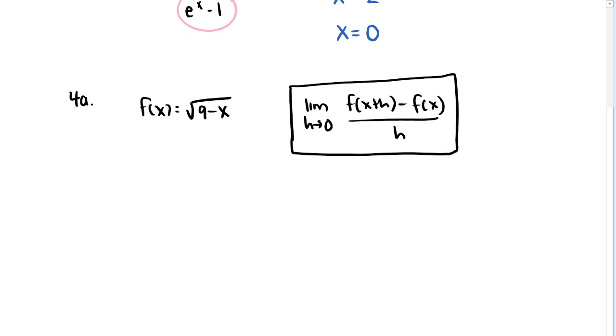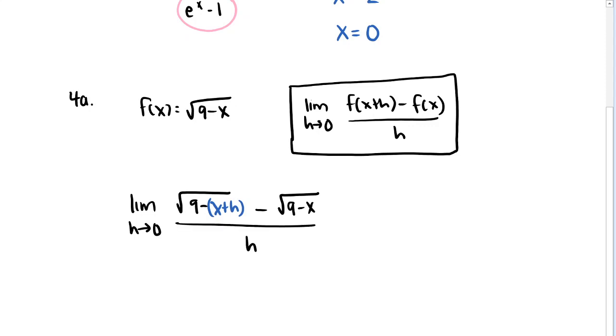So here, we have our limit as h approaches 0 of f of x plus h. Here f of x is the square root of 9 minus x. So we have the square root of 9 minus x plus h. Right, so x is being replaced with x plus h, and remember to distribute that negative. Then we have minus f of x. This is minus square root of 9 minus x all over h.